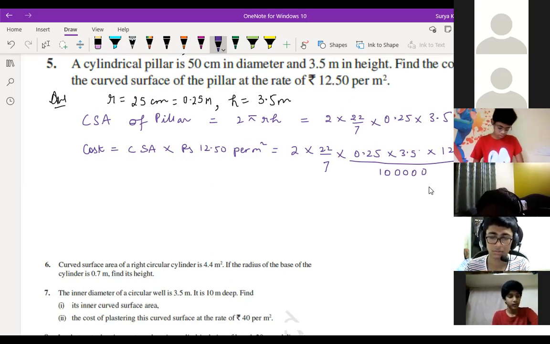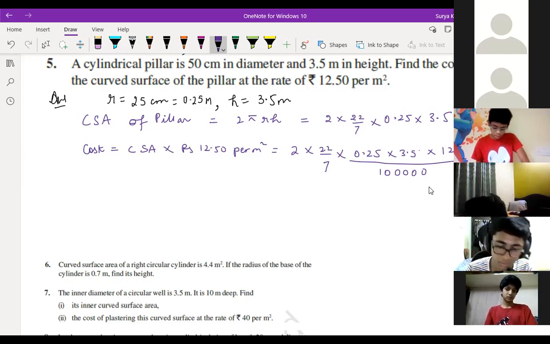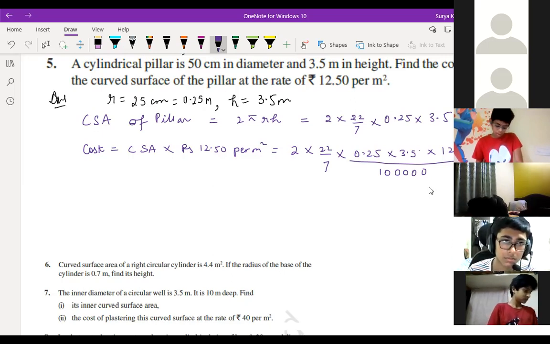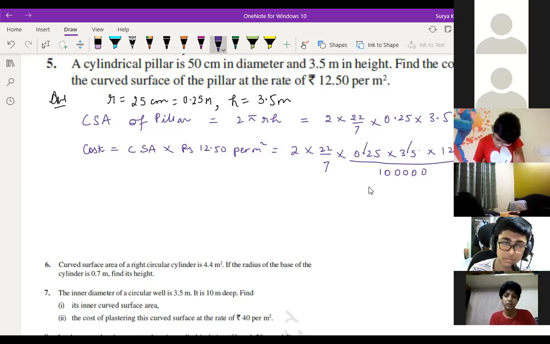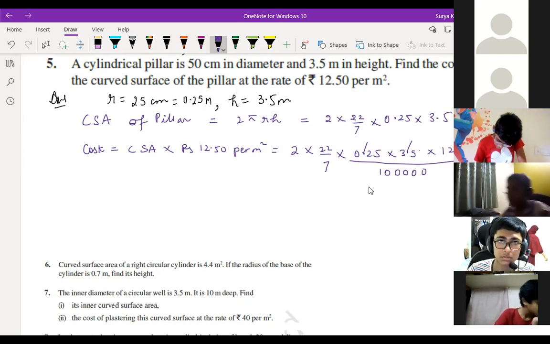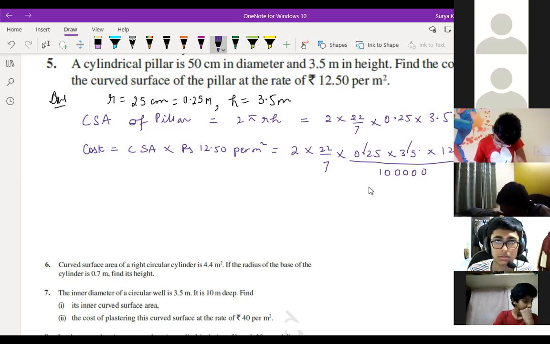I'm not understanding. 11 by 2, from where are we getting it? It's not given in the question. How are we solving that? Tell. Sir, when we are finding the CSA, we are getting 11 by 2, right? What are you saying? See, children, where is 11 by 2? I'm not getting you. Where is 11 by 2 coming from here?